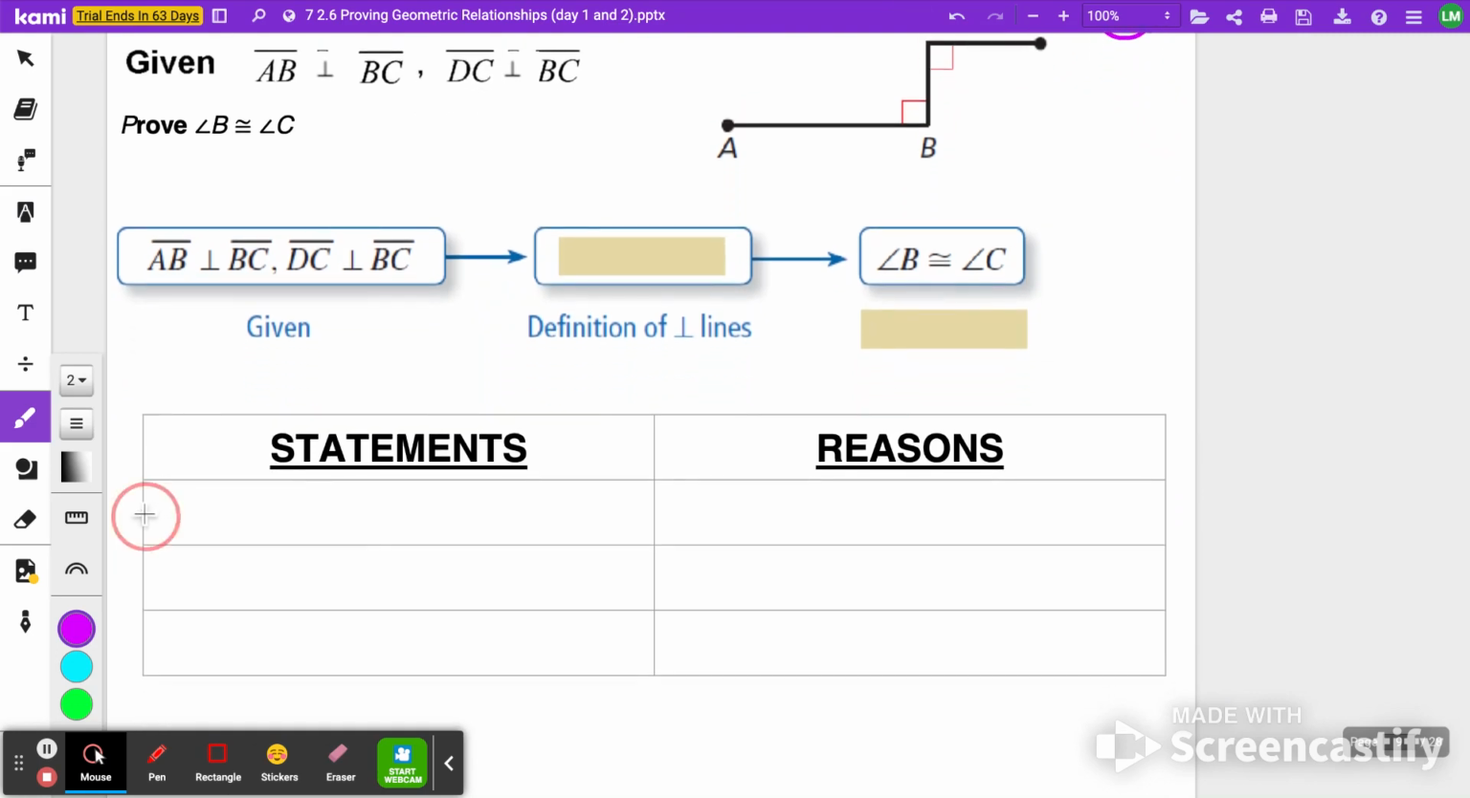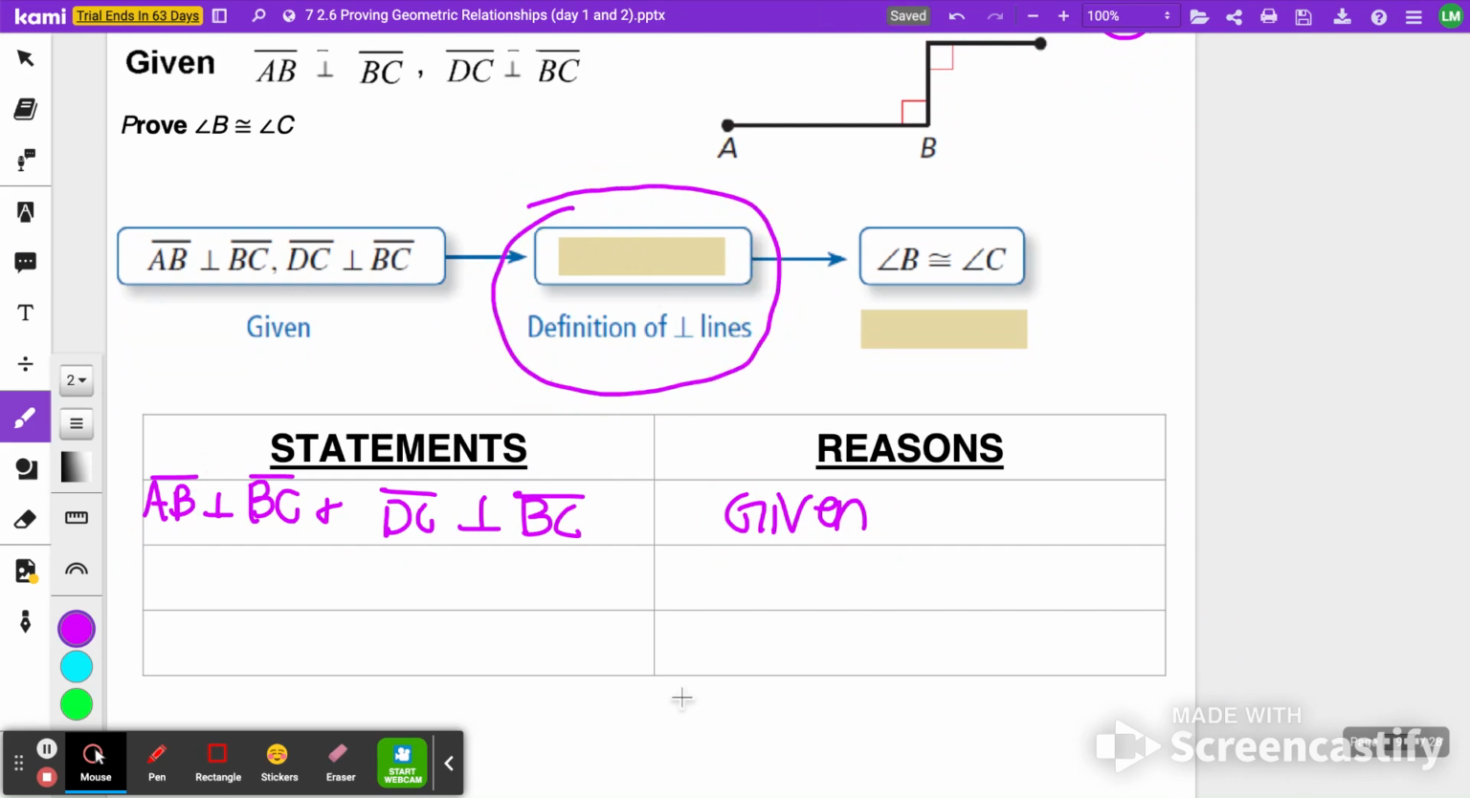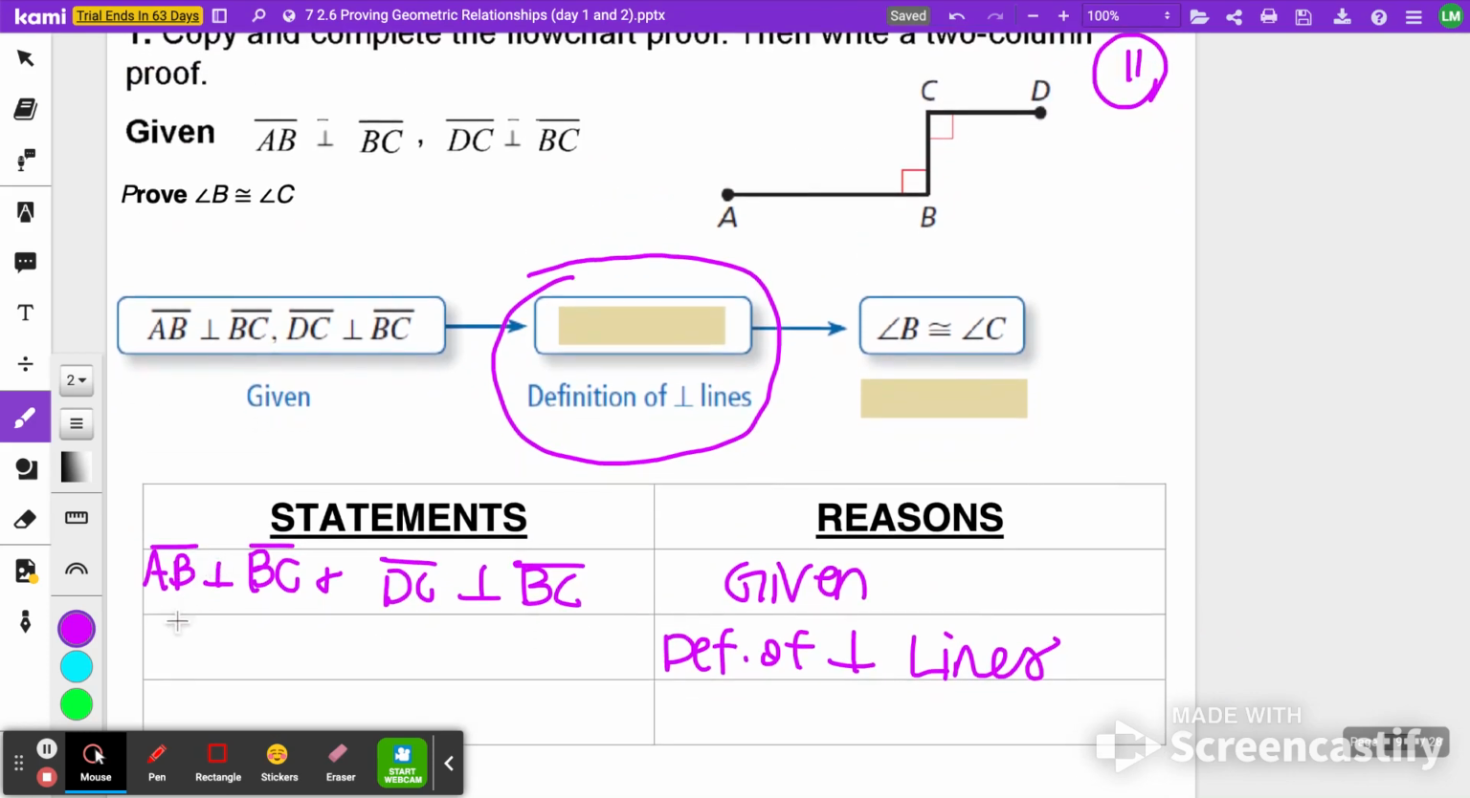So we're going to write that down first. AB, perpendicular sign, upside down T, to BC, and DC perpendicular to BC. This is our given. Okay. The next part kind of gives us what we should be doing right here. The reason is the definition of perpendicular lines. So definition of perpendicular lines would be next. But what we want to put in here is why these are perpendicular. And the reason is because we see two angles marked. Angle B and angle C are 90-degree angles, or they are right angles.